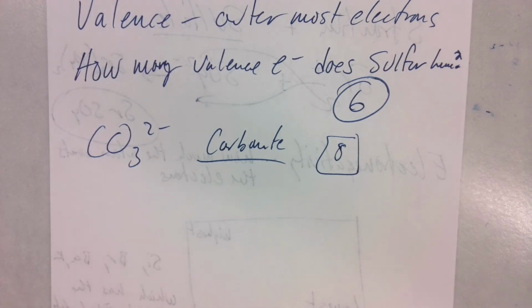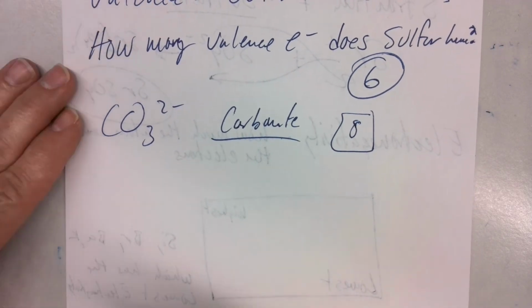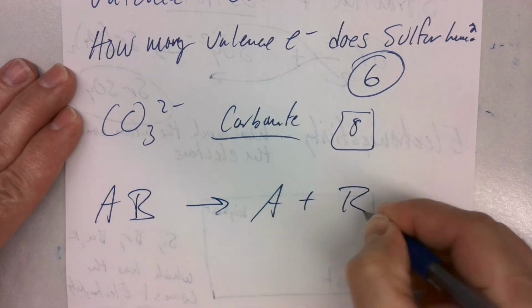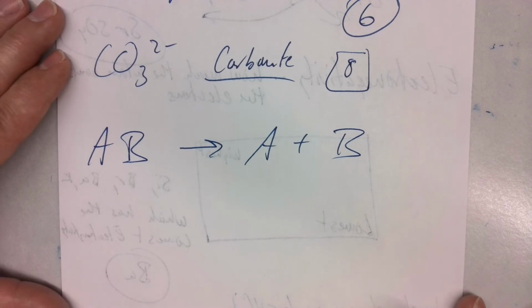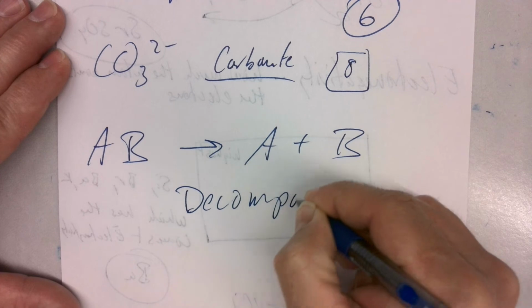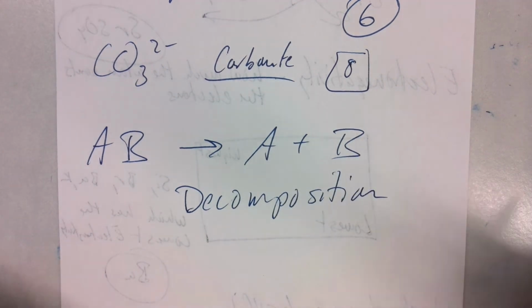Okay. So let's say I take AB, and it breaks up into A plus B. Does anybody remember what kind of reaction that was? Decomposition. It's called the decomposition reaction. How many of them did we learn? Like 4 of them, right? We had what?